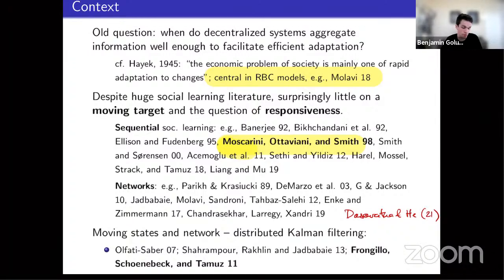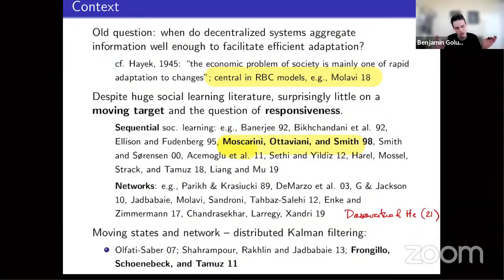And then in networks, people have also worked on a fixed state for the most part. We are interested in networks for our own reasons, although some of our results apply to settings with no real network. Maybe everybody observes everybody, but we're interested in understanding both moving states and incomplete observation opportunities.